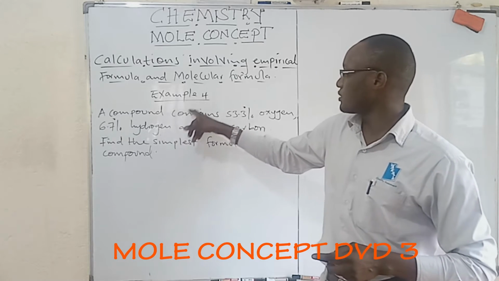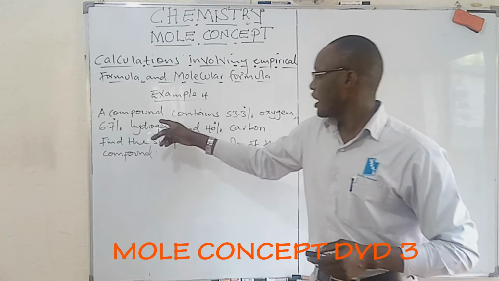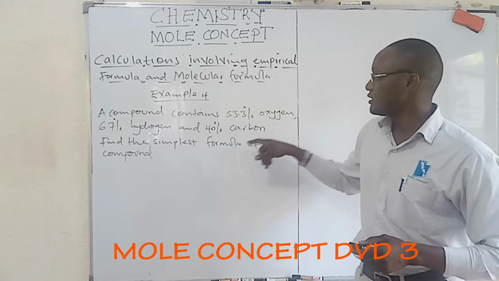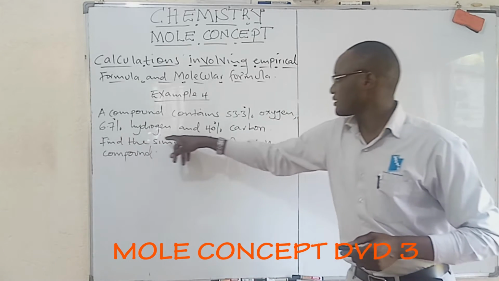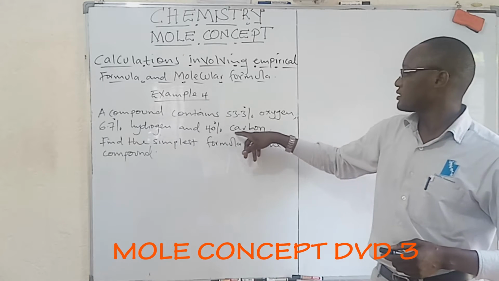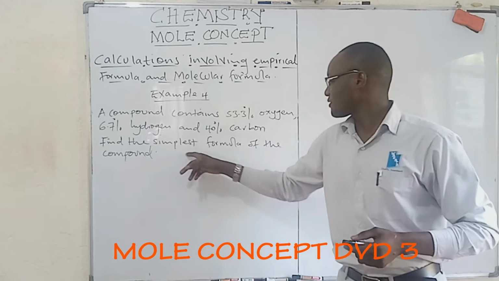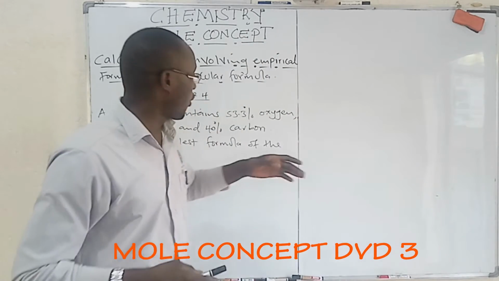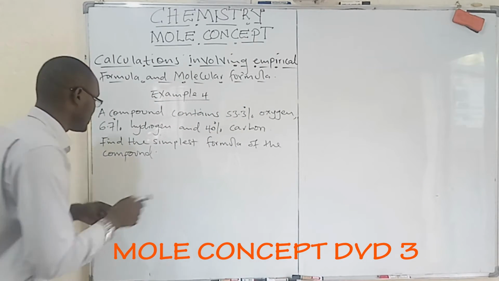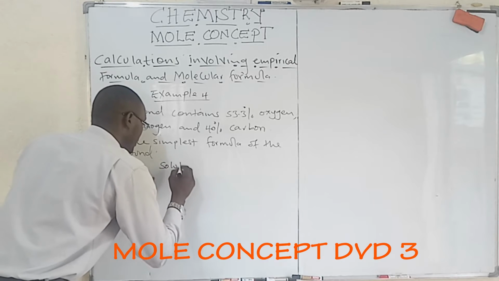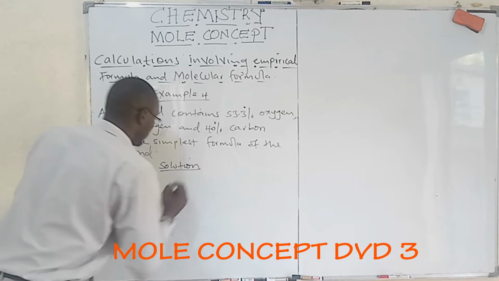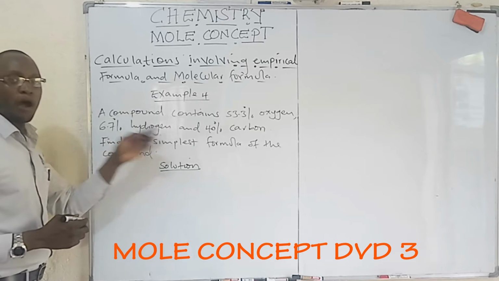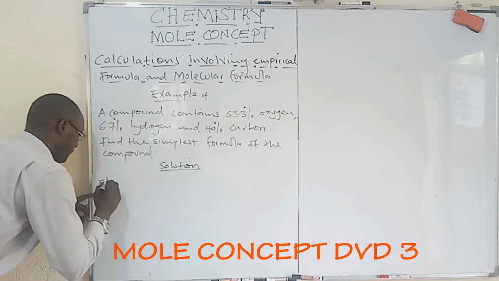We are on a compound, example 4. We can read through. A compound contains 53.3% oxygen, 6.7% hydrogen, and 40% carbon. Find the simplest formula of the compound. Hopefully this is the simplest of all the examples we have so far encountered. So the solution is a simple one. What we are going to do is first present the elements which are present in this compound.